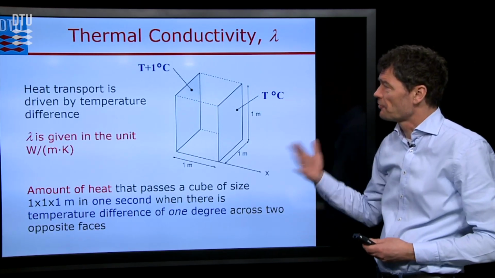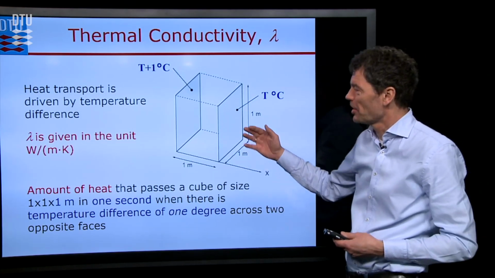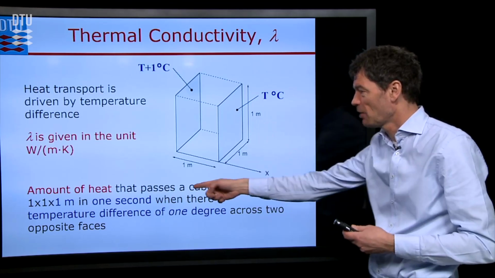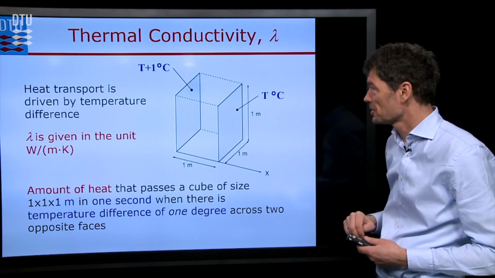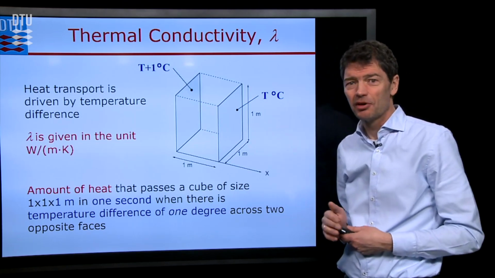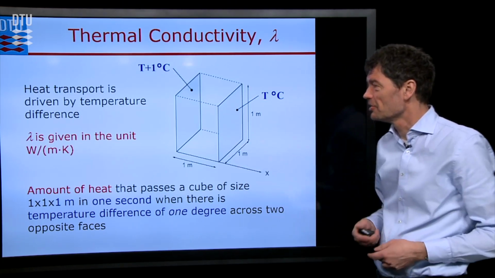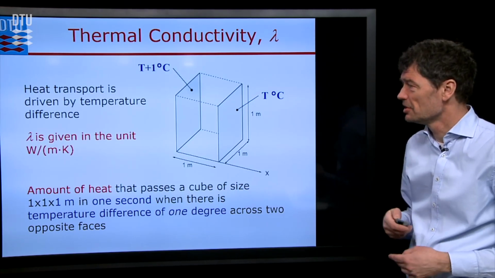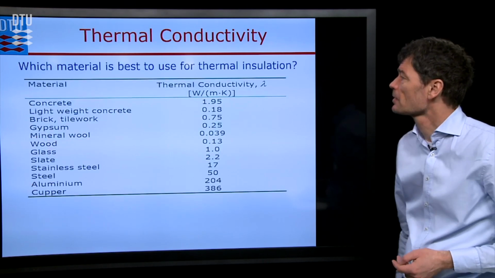So the thermal conductivity, by definition, you can also see here, is this: if you have a unit cube of material, 1 by 1 by 1 meter, and if you have a unit temperature difference across the material from one side to the other of 1 degree centigrade, well, then the heat flow that will be given under such conditions will be the characteristic for the thermal conductivity.